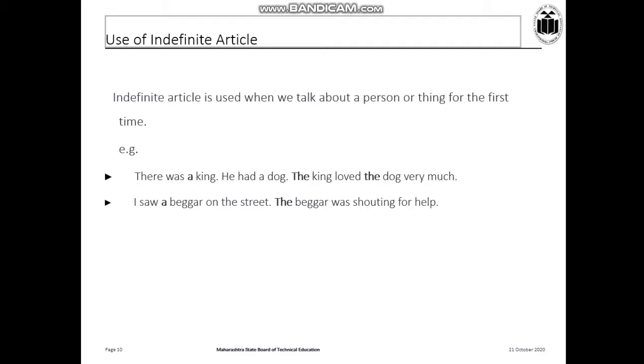I saw a beggar on the street. The beggar was shouting for help. So I saw a beggar. I did not see him previously. And he was shouting for help. Who was shouting for help? That beggar, which I saw on a street, was shouting. So we are talking something specifically about that beggar. Hence, for the second time, we are using the.